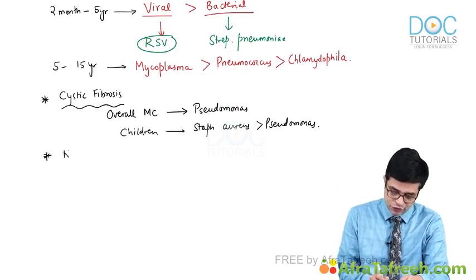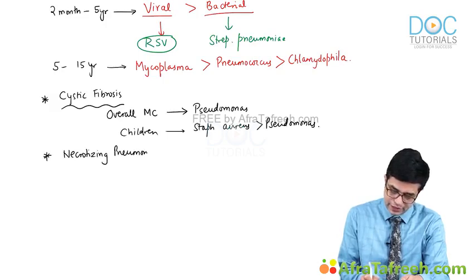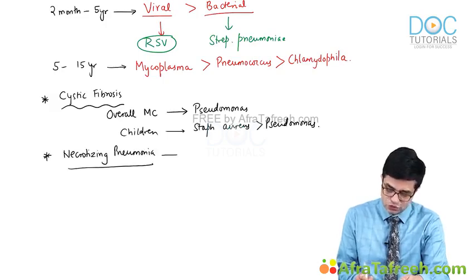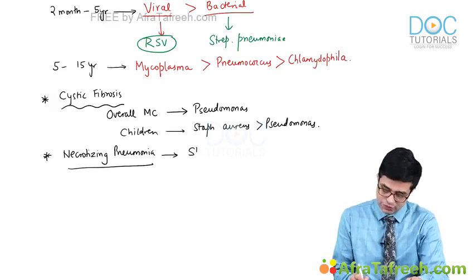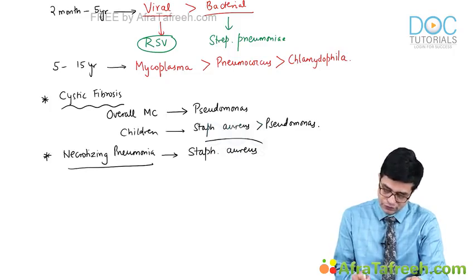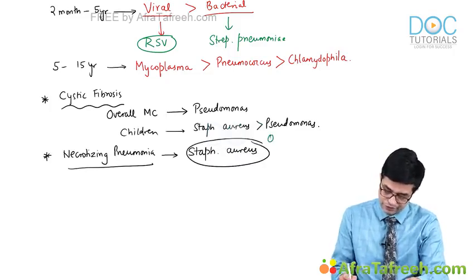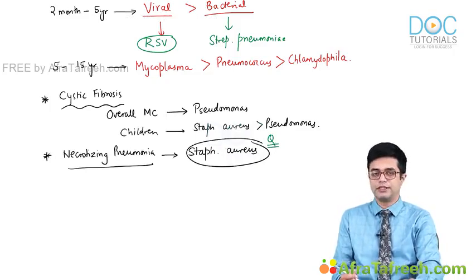Another question, potential one-liner. If the question asks you what is the most common cause of necrotizing pneumonia, where there is necrosis of the lung parenchyma sometimes extending to the bronchial elements, necrotizing pneumonia is mostly produced by Staph aureus. Now this is a potential MCQ. It is prominently mentioned in some of the textbooks.